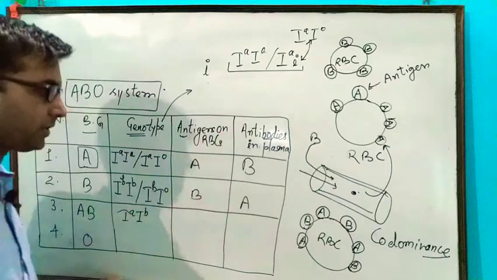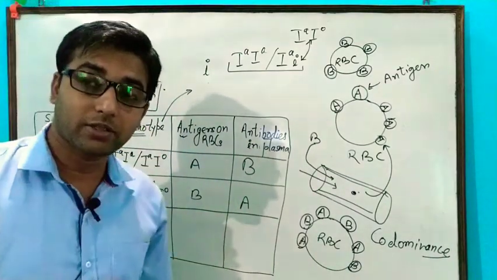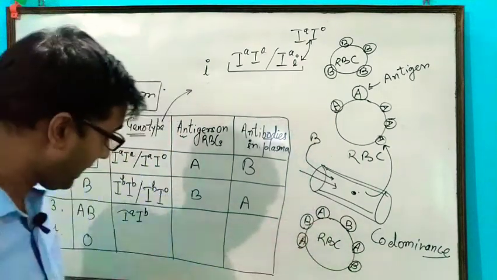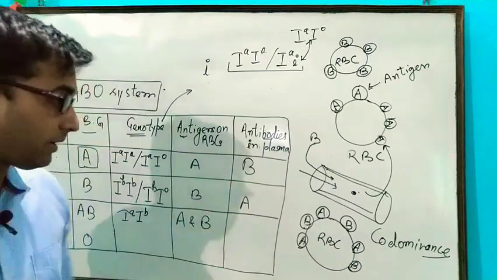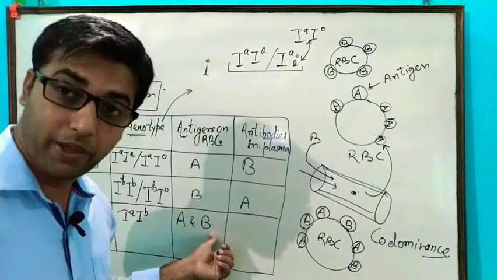Now the antigens clearly say this. Which type of antigen is present on the surface? Both A as well as B.